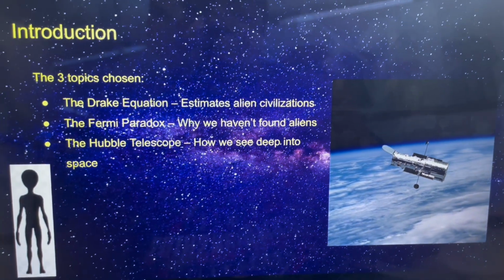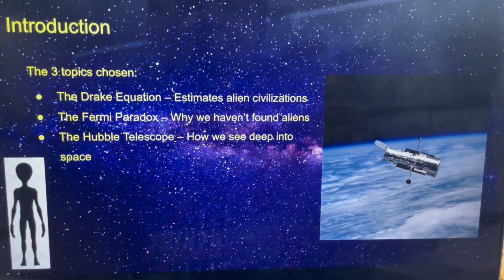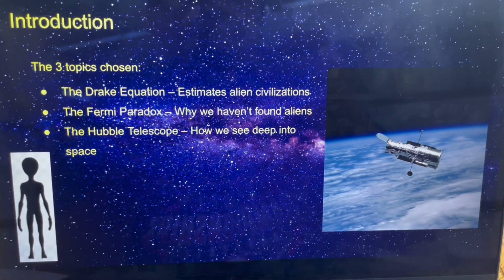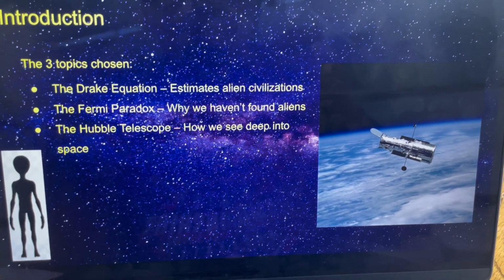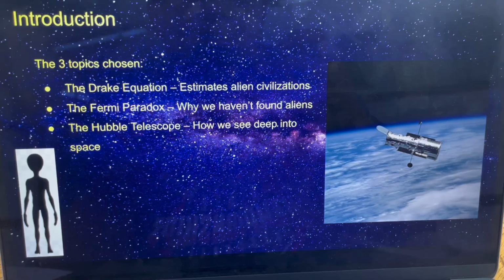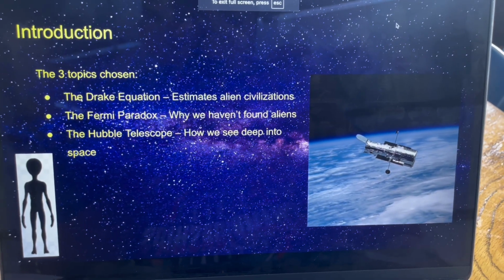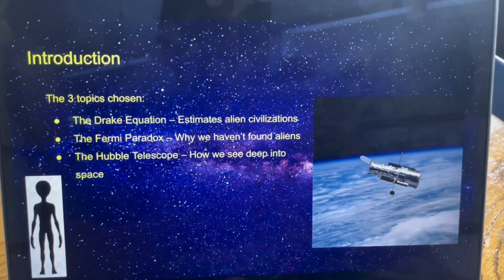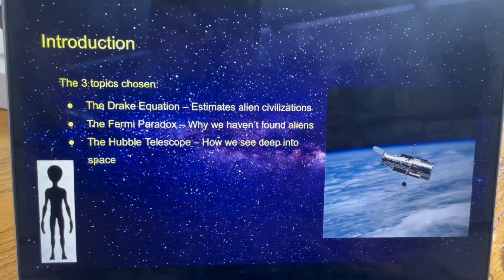A brief summary is this: it just estimates alien civilizations, and it's a mathematical formula. The next one is the Fermi paradox, which raises the question why we haven't found aliens. And the third topic is the Hubble telescope, which is a space tool that's used to see deep into space. It sits above the Earth's atmosphere.